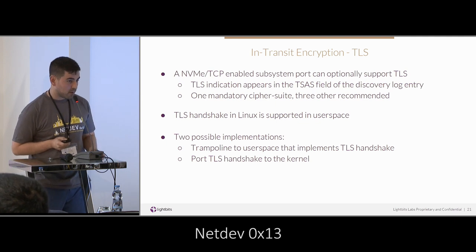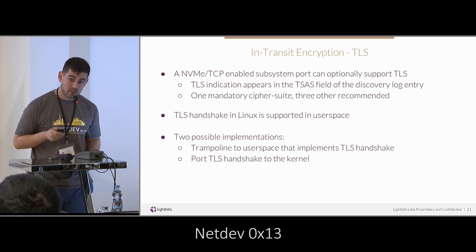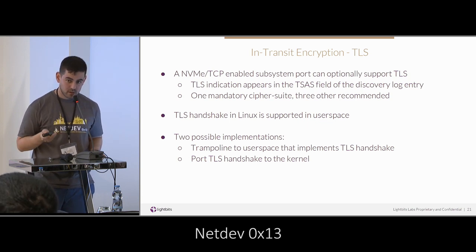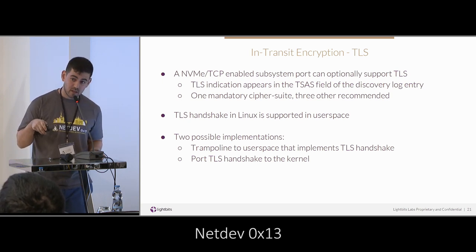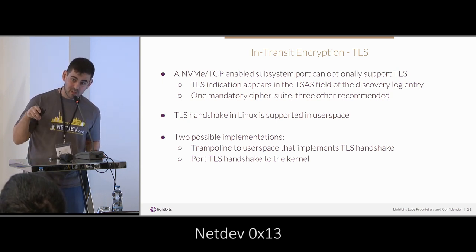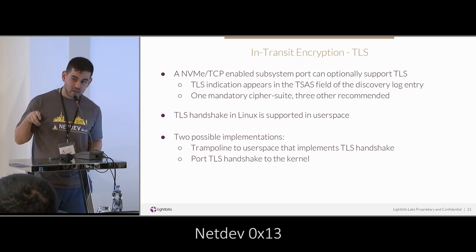I'll go quickly over TLS. TLS is currently not implemented in the kernel. We are working on porting the TLS handshake from user space to the kernel. We saw some issues with implementing it by trampolining the handshake to user space like other protocols, but we're currently working on it, and it is in the standard. So NVMe over TCP can be the first consumer of the TLS handshake inside the kernel.